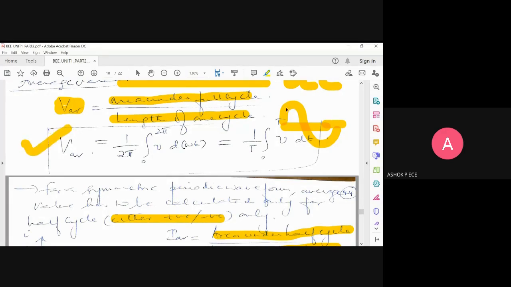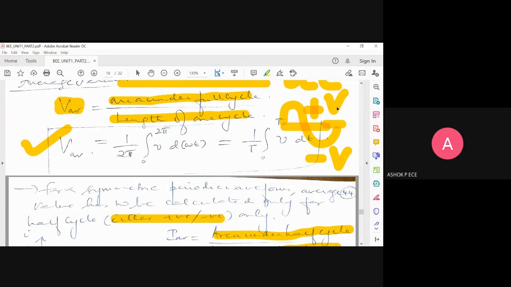But what happens in a sine wave and cos wave is, since a sine wave is going to have a positive half and negative half, this positive half will have an average value positive plus V. The negative half will have an average value negative. So when you find the total average value, it is always going to be 0. Okay, the average value is going to be 0.